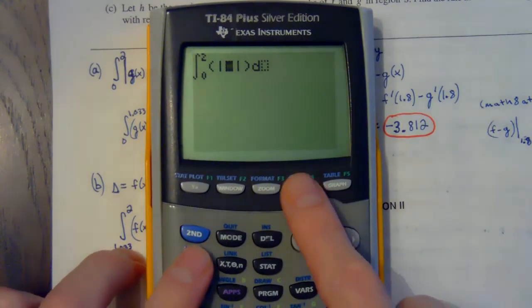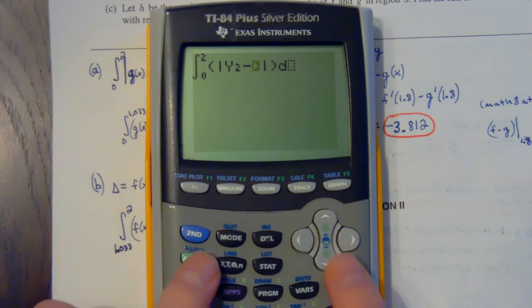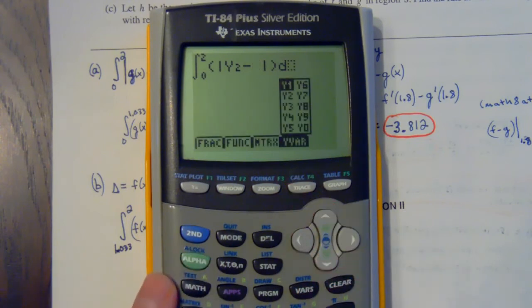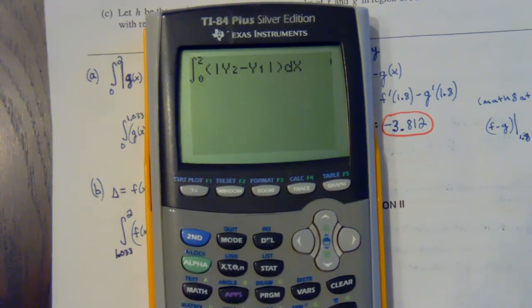Remember the axis, you're going to get alpha trace, and then there's my Y2, there's my G of X, and I'm going to go minus alpha trace. There's my Y1, there's my F of X, and then if I hit that DX button right there, hit enter on that, it gives me that answer with one integral versus two.